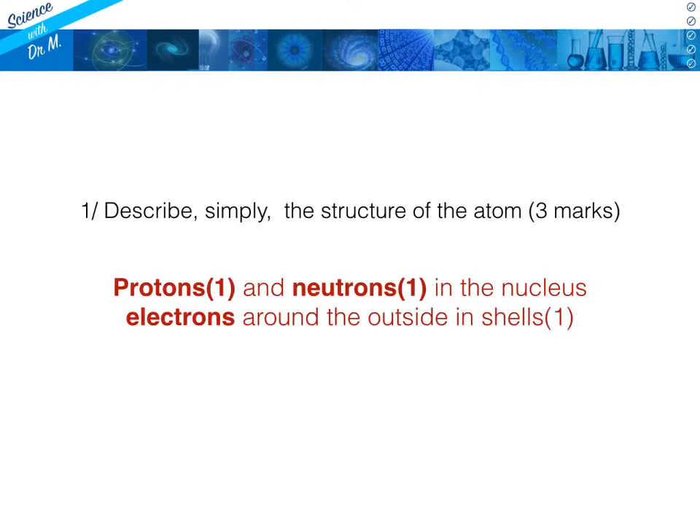Okay, the answers. Well, you've got protons and neutrons in the nucleus in the centre, and then you've got electrons in shells around the outside. So 1 for your protons, 1 for your neutrons, and then 1 mark for the electrons being in the shells.